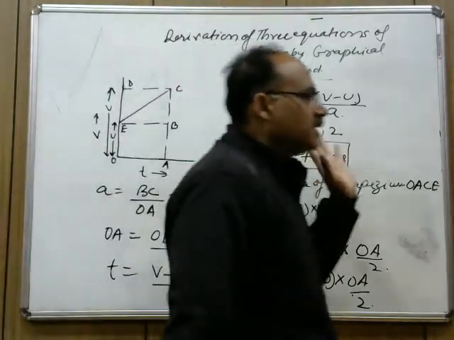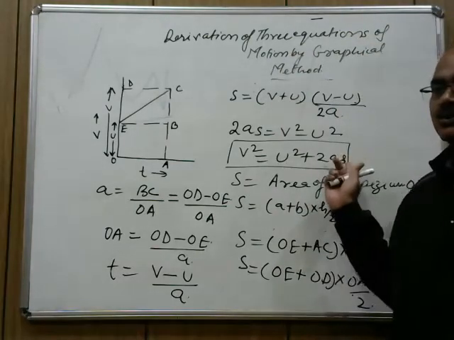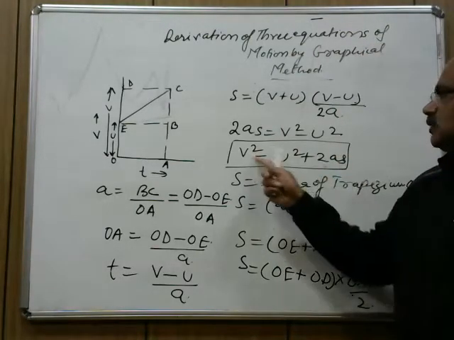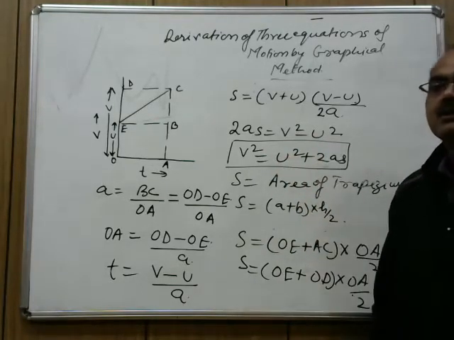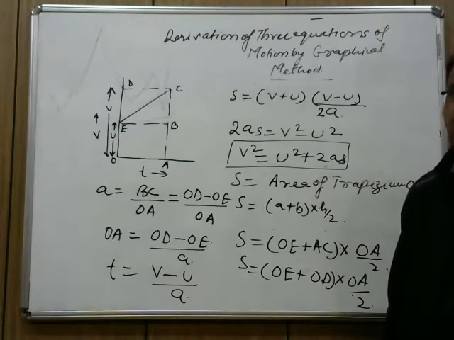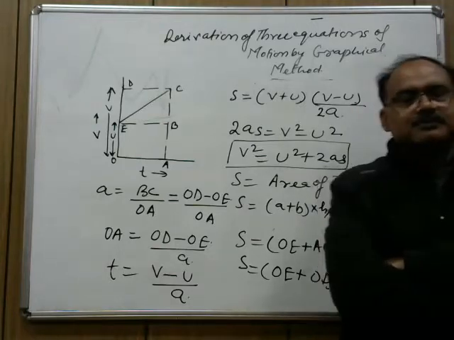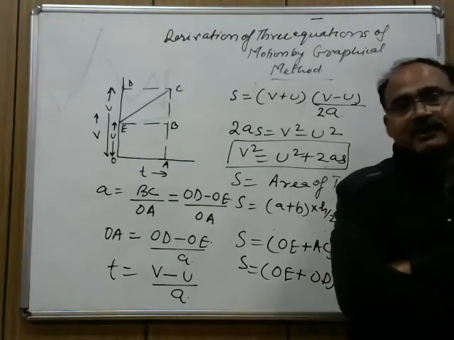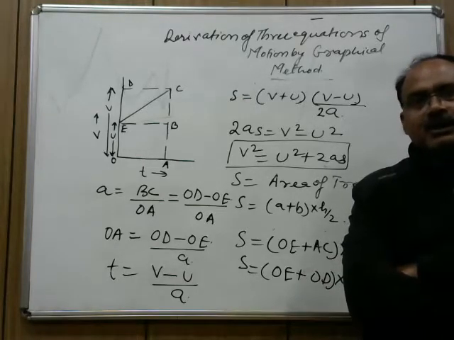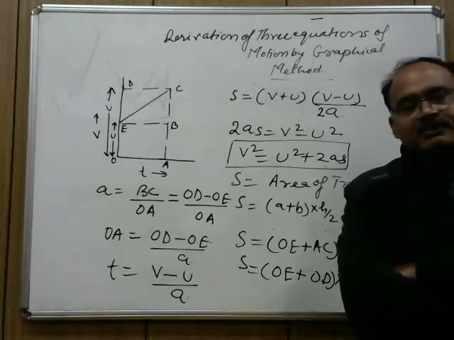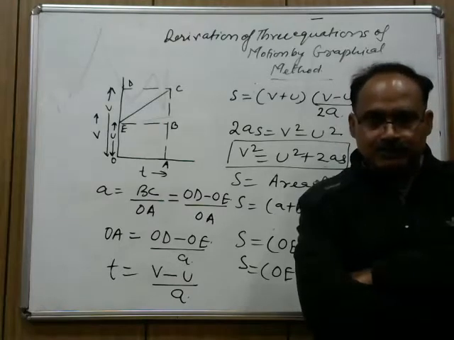Now again, in the third equation of motion, if we say that acceleration is 0, then what happens? V square is equal to U square, it means V is equal to U. The body is moving with constant velocity. So these are the three equations of motion which are obtained by using the graphical approach. You have learned how they are obtained from the calculus approach, the mathematical approach, and the graphical approach.